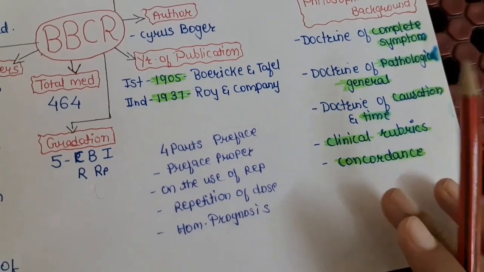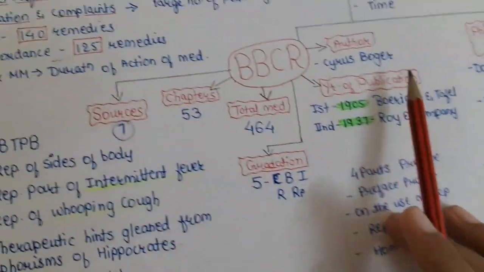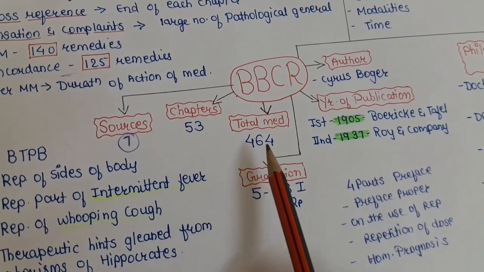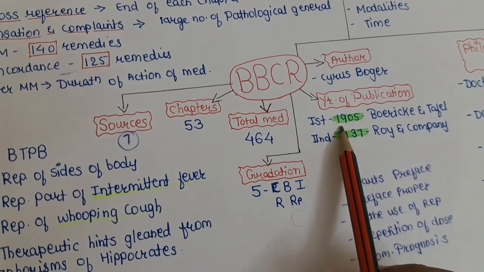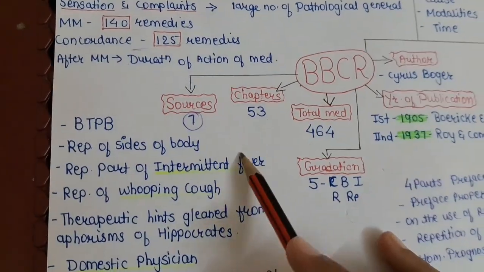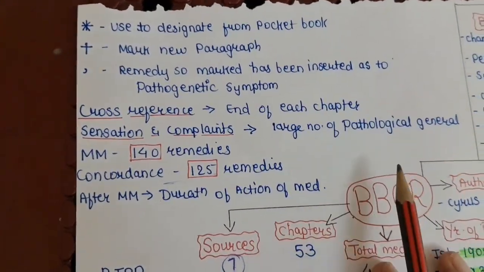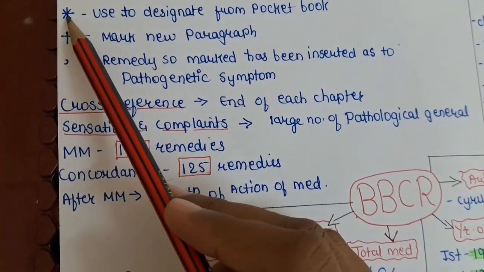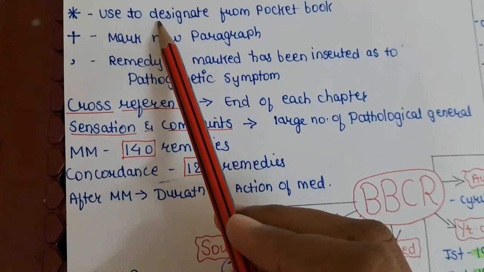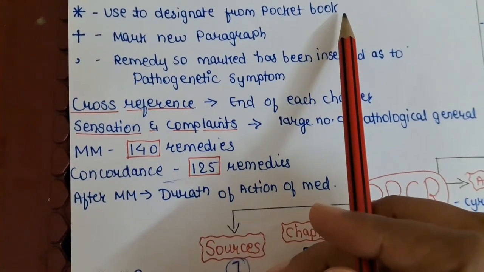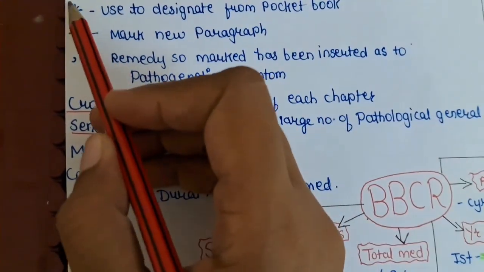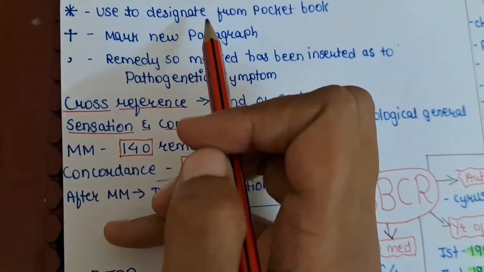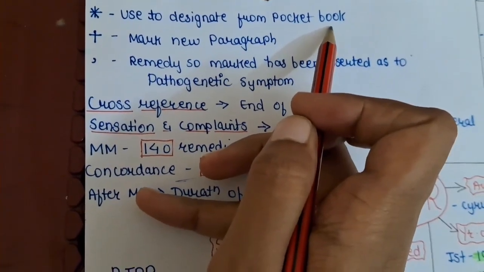Mostly MCQs are not asked from this part. This information is most important. You should remember this, especially the number of chapters, total number of medicines, year of publication and this gradation, and also the sources of course. I have also written the highlights of the book: this asterisk is used to designate that the medicine after which this sign has been given has been taken from the therapeutic pocket book.